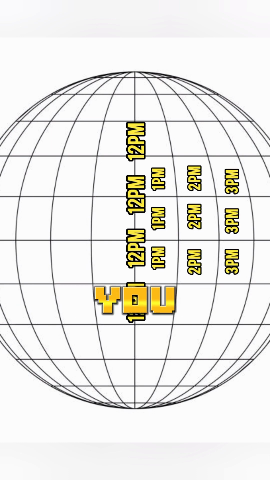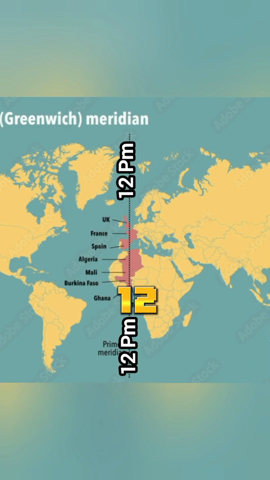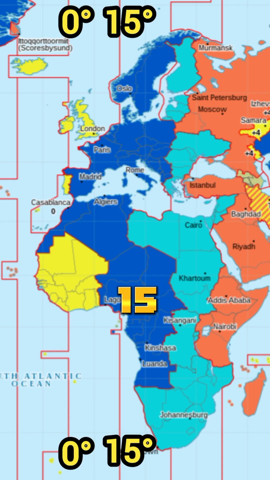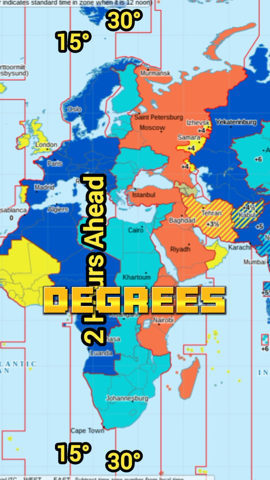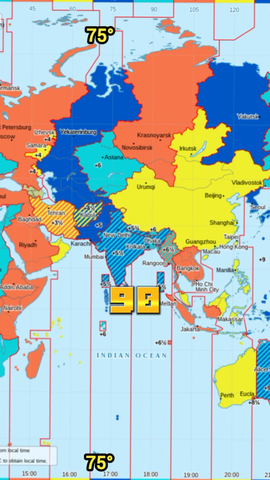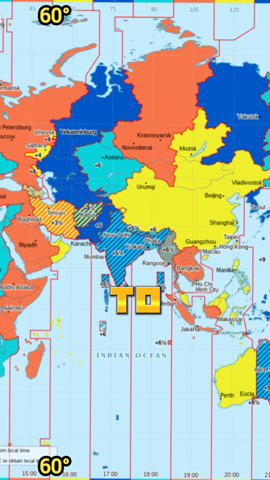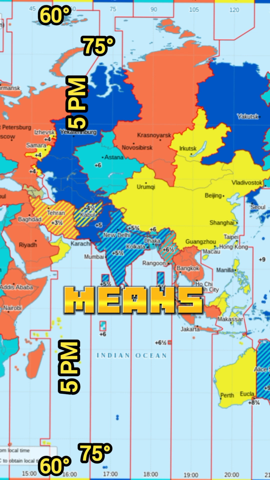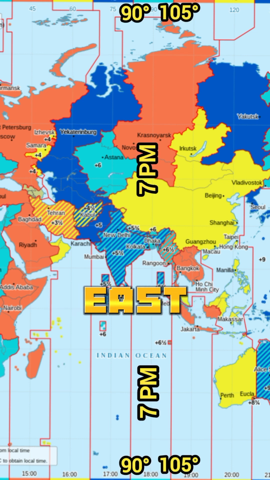Now let's give you an example. If you are in India, you can see the 70-degree east longitude near Rajkot. Now, if in the GMT zone the time is 12 pm, then from 0 degree to 15 degrees east means 1 hour ahead. 15 degrees east to 30 degrees east means 2 hours ahead. Similarly, 75 degrees east to 90 degrees east means it is 6 pm. And from 60 degrees east to 75 degrees east means 5 pm. Also, 90 degrees east to 105 degrees east means 7 pm.